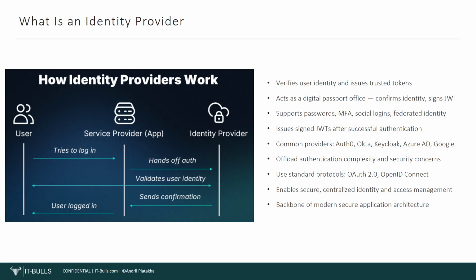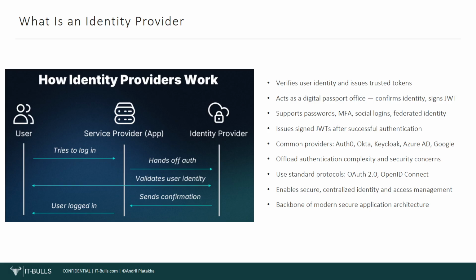Now that we've discussed how OAuth and JWT work, let's turn our attention to a key player in this ecosystem, the identity provider. An identity provider is the trusted authority responsible for authenticating users and issuing tokens. It's the service that confirms, yes, this person is who they claim to be, and then provides the rest of the system with a token that carries that trust forward.